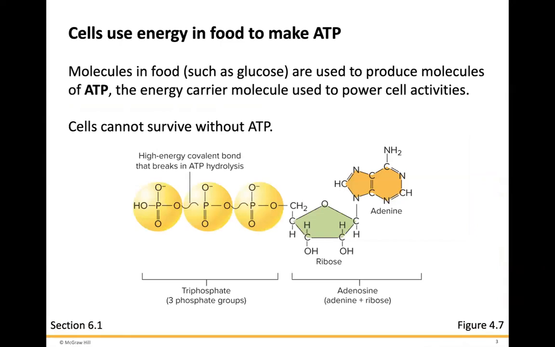Now, cells use energy in food to make ATP. Molecules in food, such as glucose, which is basic sugar, are used to produce molecules of ATP, which is the energy source that we've talked about in a prior chapter that the cell will use. It is the energy carrier molecule used to power cell activities. Cells cannot survive without ATP, and the energy for ATP is found in the bond holding the phosphates of the molecule.